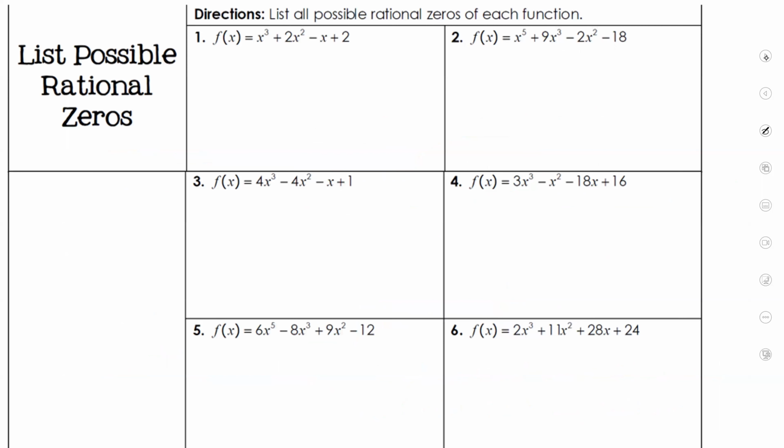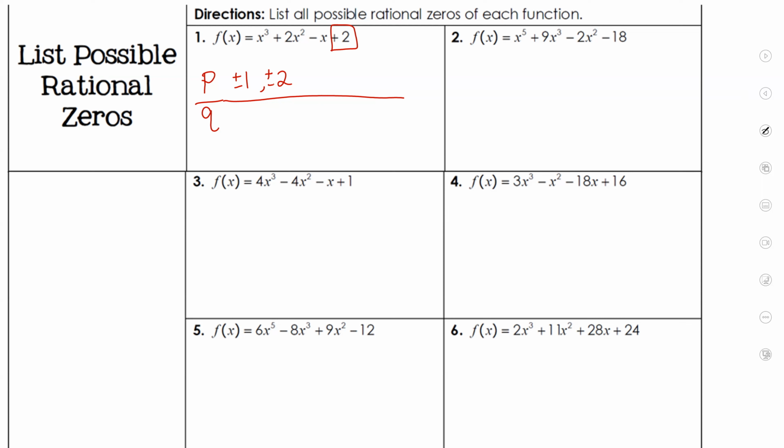So for number 1, I have a polynomial, and I want to know what are all the possible rational zeros for this, okay? So we're going to write it as p over q. For p, we're going to list all the possible factors of the constant. What are the possible factors of 2? Yep, 2 and 1, because 1 times 2 will give you 2. But also -1 times -2 will also give you 2. So those are the possible factors of 2.